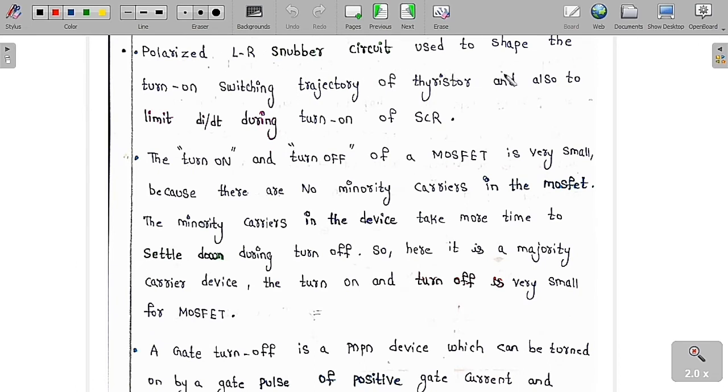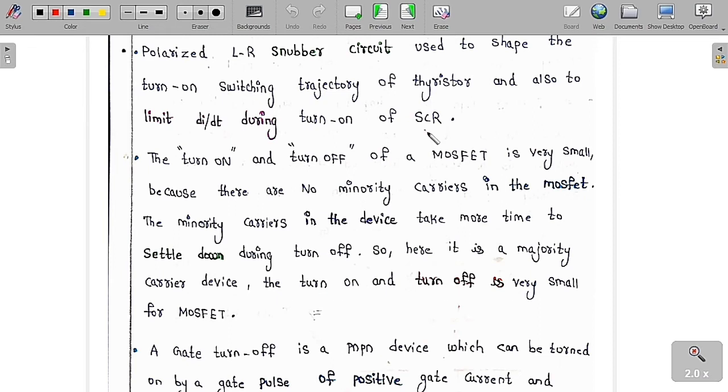A polarized LR snubber circuit is used to shape the turn-on switching trajectory of thyristors and also to limit di by dt during turn-on of an SCR.